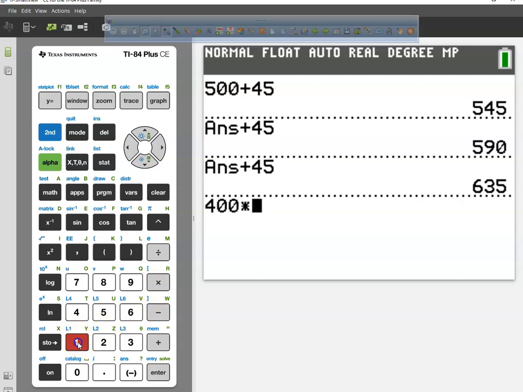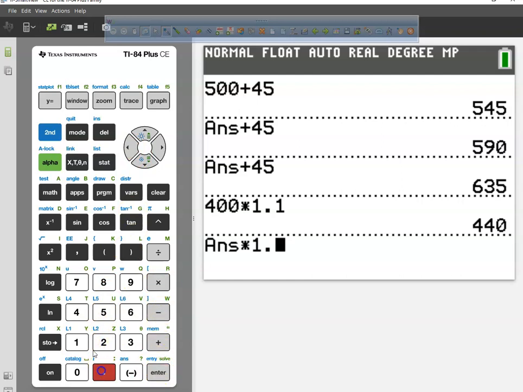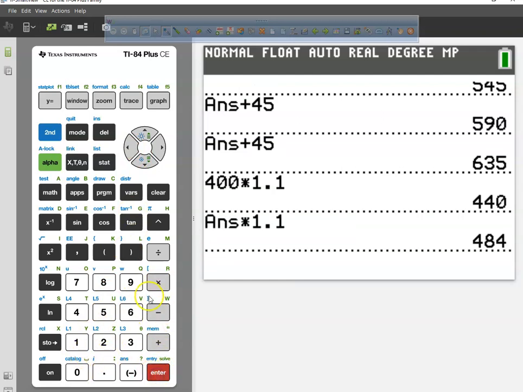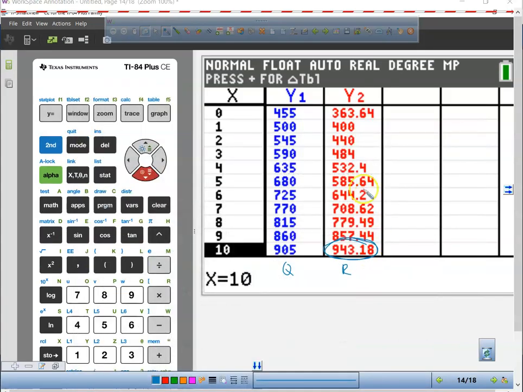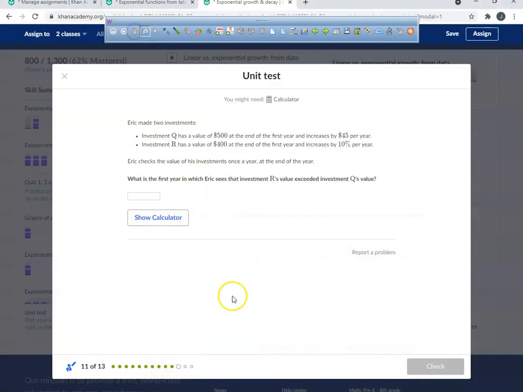You have to keep multiplying it by 1.1, like that. So you have to keep multiplying it by 1.1 to build your table. It takes a little bit of time, all right, but you can see how those numbers go. But if you wanted to create your own function, you can create your own function if you know how to do that. Okay, so I want to put year number 10 is the first year that it exceeded it.